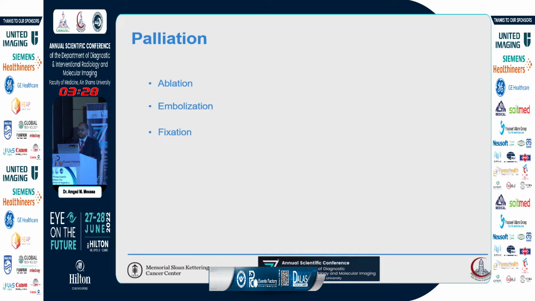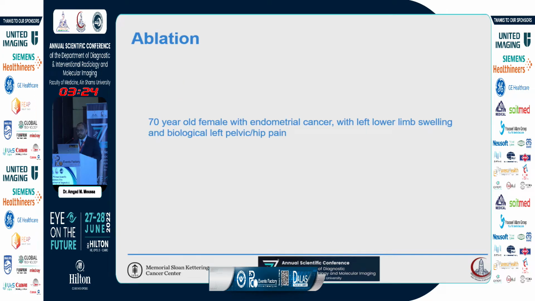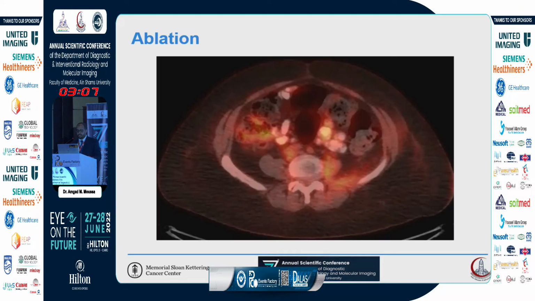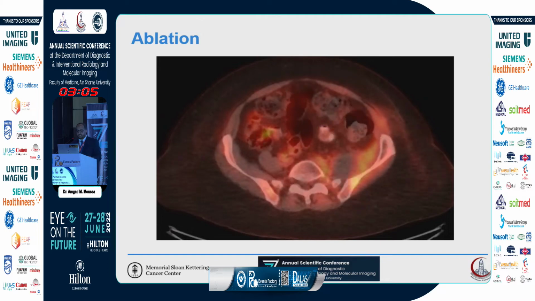What about palliation? The major role for ablation is palliation, as with this case of a 70-year-old female who had endometrial cancer, left lower limb swelling, and biological left pelvic or hip pain. Again, this was previously radiated. It's not mechanical pain, so there is no role for fixation. She had biological pain.